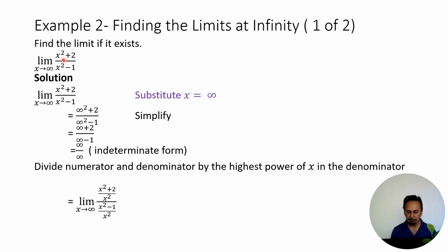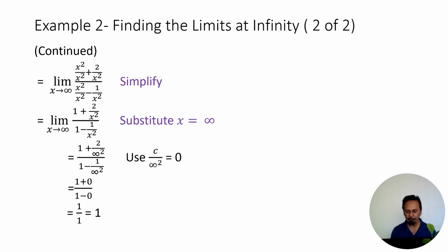So we're going to divide the numerator x squared plus 2 by x squared, and x squared minus 1 by x squared. And then we simplify, which basically means we divide each term by x squared separately. So you get x squared over x squared plus 2 over x squared. Similarly on the denominator, x squared over x squared minus 1 over x squared. So now we simplify. You get x squared over x squared is 1, 2 over x squared stays. Again, x squared over x squared becomes 1, and you have 1 over x squared.